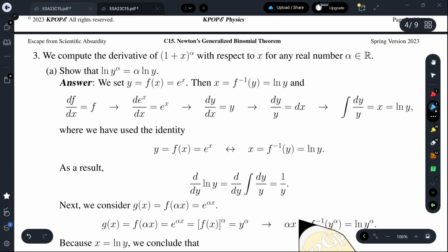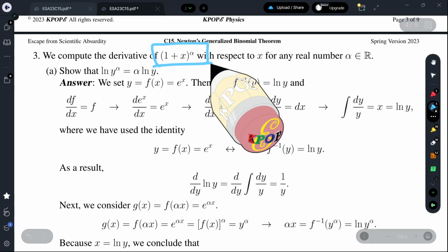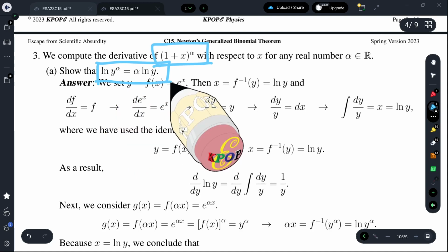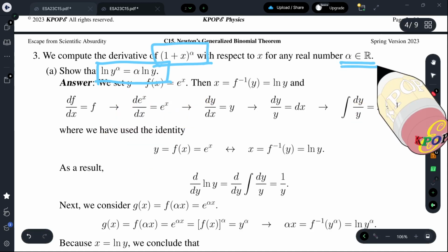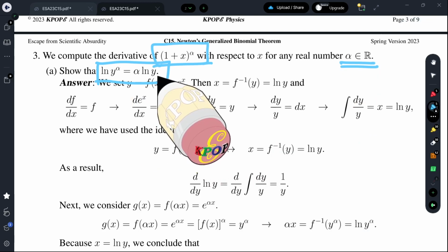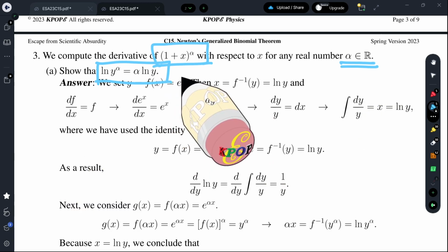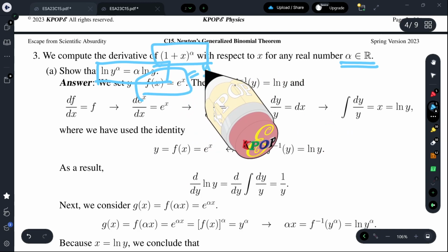We apply the chain rule to find the power series expansion of 1 plus x to the alpha, where alpha is an arbitrary real number. First of all, we verify this identity. While alpha is an arbitrary real number, we consider y, which is a positive number.